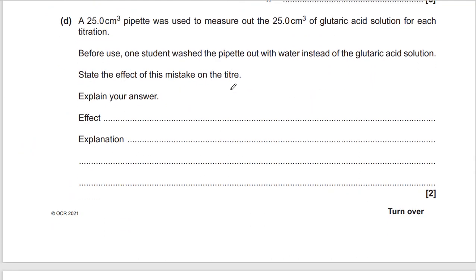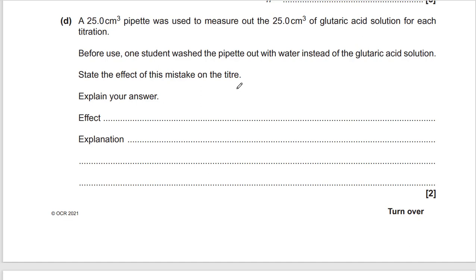And we're still going because there's an extra part to this question that we haven't done yet. And it's always a common question on practical skills. So they've used a 25 centimeter cube pipette to measure out the glutaric acid. And before they used it, they washed the pipette out with water instead of the glutaric acid. And they want to know what the effect would be on the titration results.